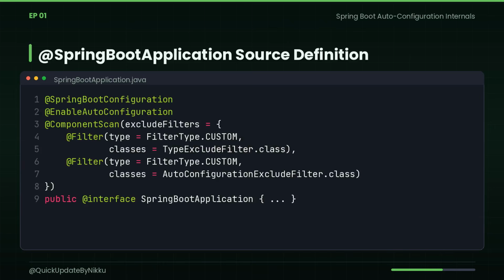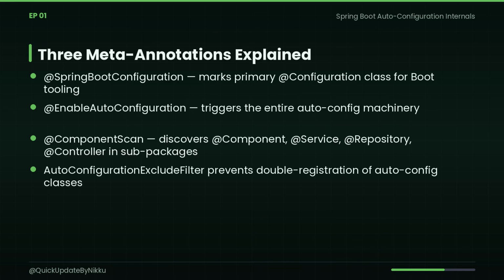Strip away the Java annotation housekeeping and you are left with 3 meta-annotations: SpringBootConfiguration, EnableAutoConfiguration, and ComponentScan. Everything Boot does at startup flows from these 3. Let us take them one at a time. SpringBootConfiguration is essentially @Configuration with extra semantics that matter to Boot's testing utilities. EnableAutoConfiguration is the protagonist. It is what starts the auto-configuration engine. ComponentScan handles your own application classes, and its exclude filters ensure that auto-configuration classes already loaded by the import mechanism are never registered a second time through scanning.